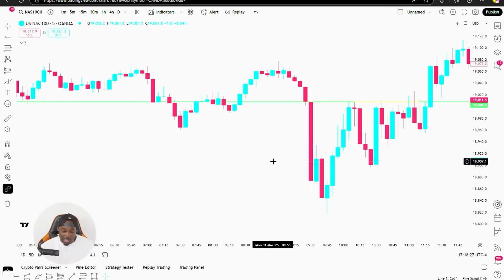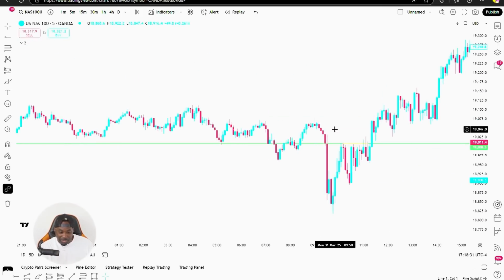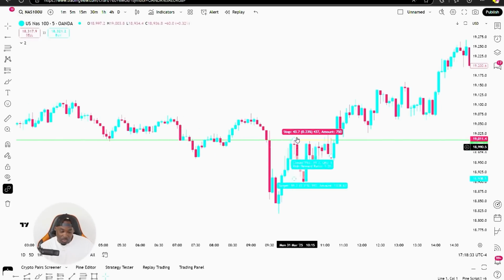So this is a quick scalp. Again, we have the environment, which is a trend environment. Also, we have the level right here, which is a resistance. We have the entry, and then we have the quick one-to-one.